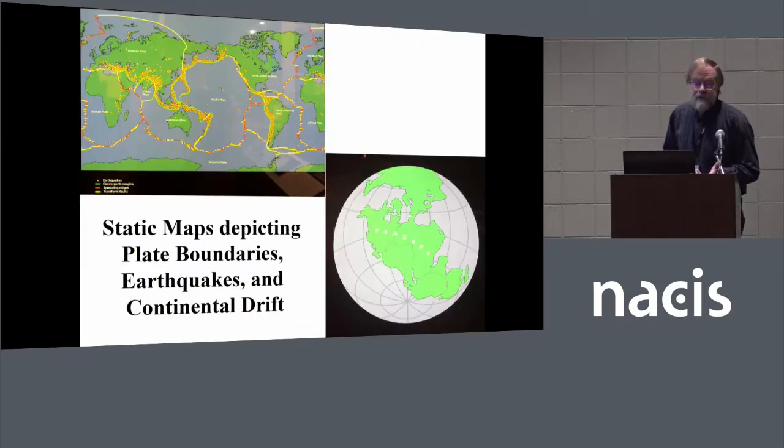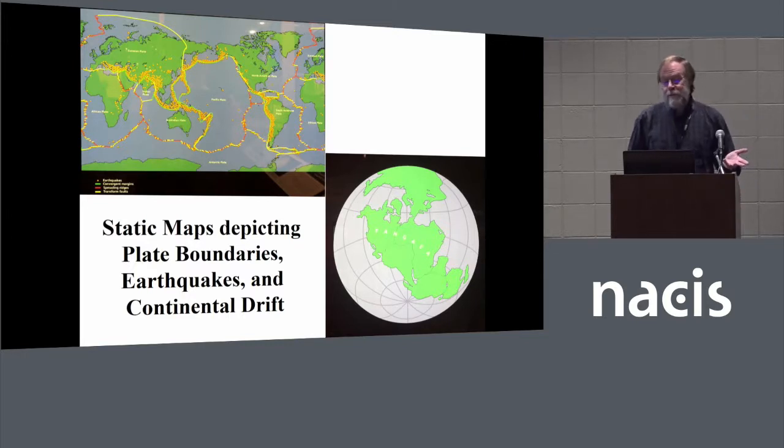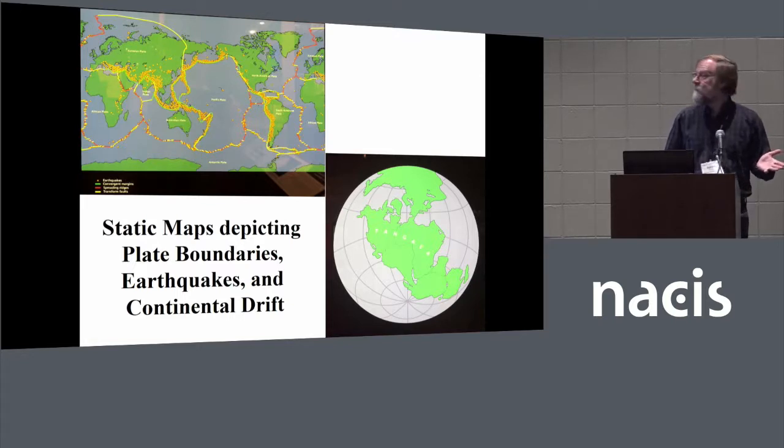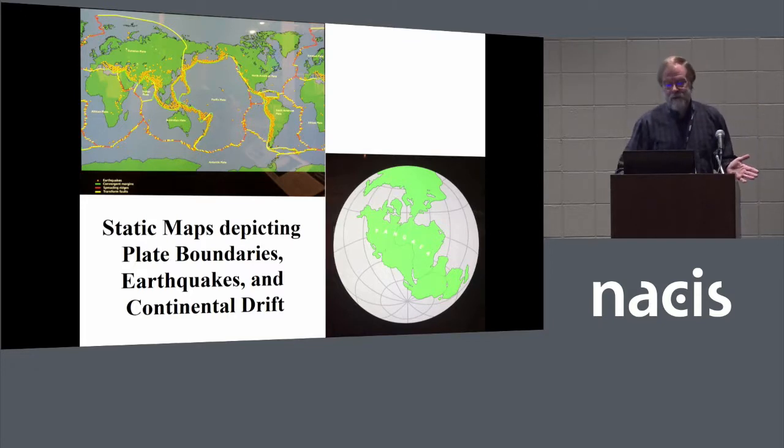But then we have a number of static maps depicting plate boundaries, earthquakes, and continental drift. These, we don't expect people to stop and study. They just sort of look at them as they go along, especially the one dealing with Pangea. People barely even look at that one. But it does give people an idea of what the Earth was like during a particular era.